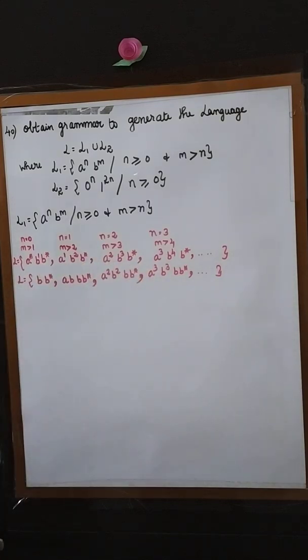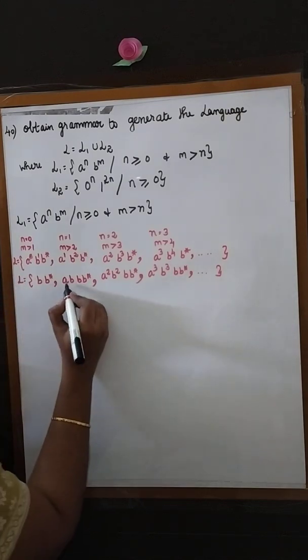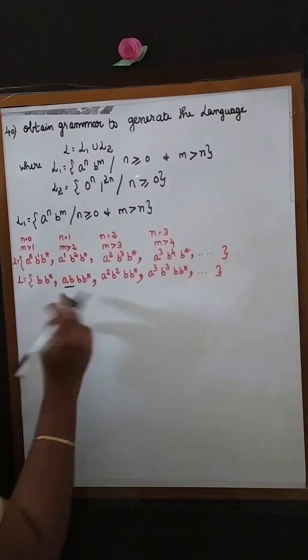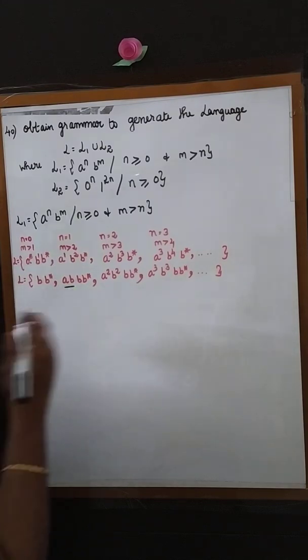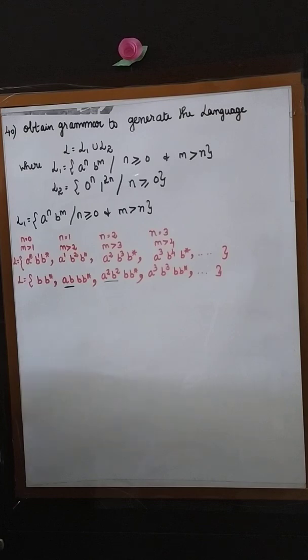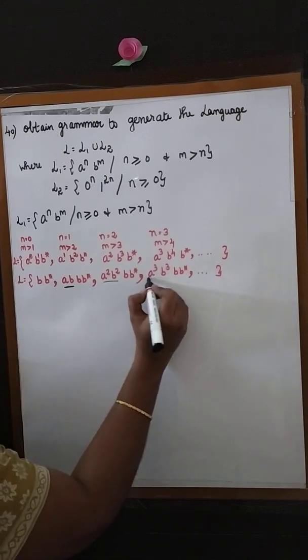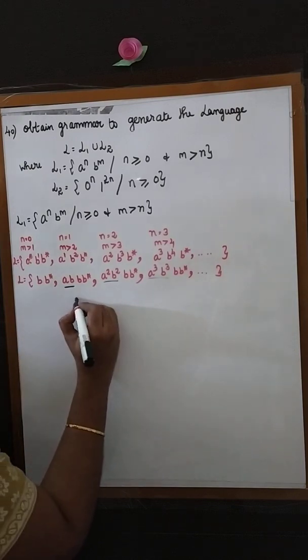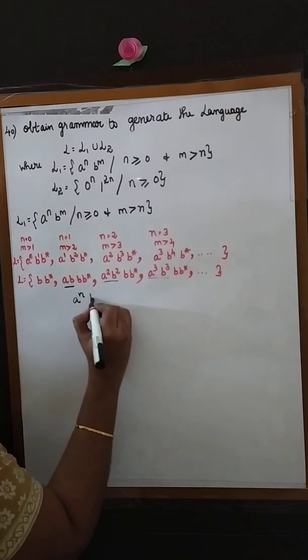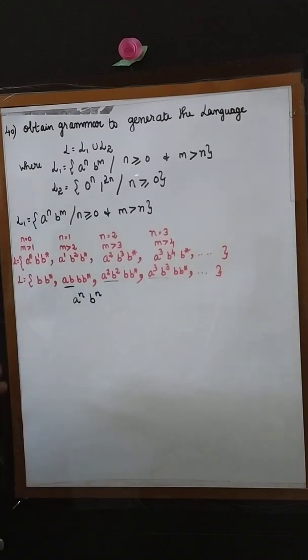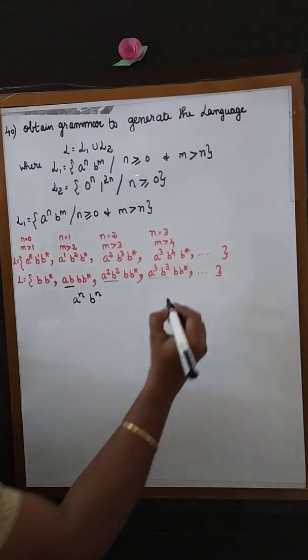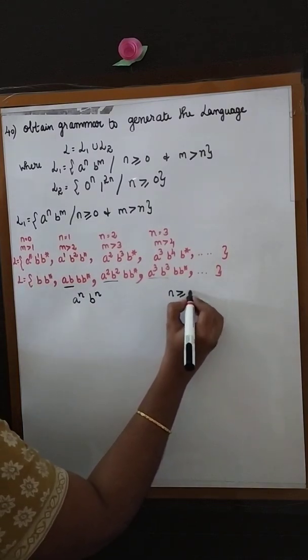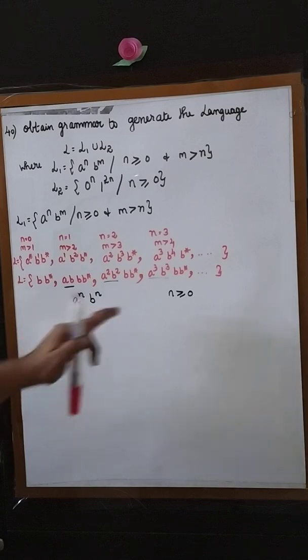So from this what we can tell is, when a is coming one time, b is also coming one time. When a is coming twice, b is also coming twice. When a is coming thrice, b is also coming thrice. So I will write a to the power of n, b to the power of n. Here it is empty, which means that n is greater than or equal to 0. Keep it, write it on the left.